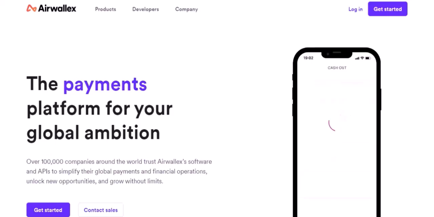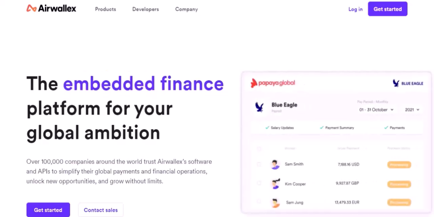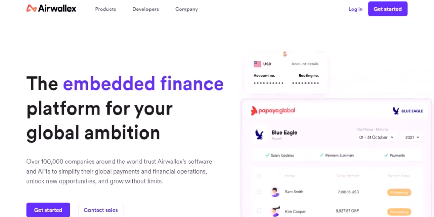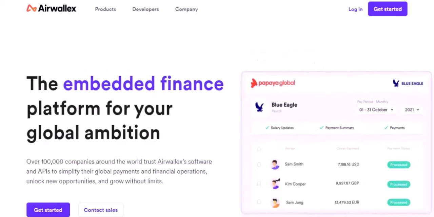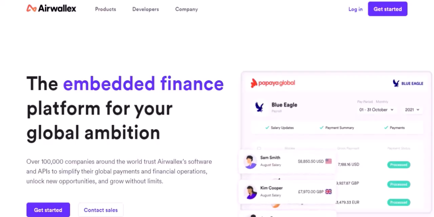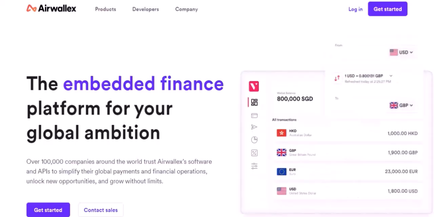Airwallex is one of the leading financial technology platforms designed for modern businesses that operate globally. It helps companies move money across borders efficiently, but while its products are appealing, understanding its fees and hidden costs is crucial before using it for international transactions.